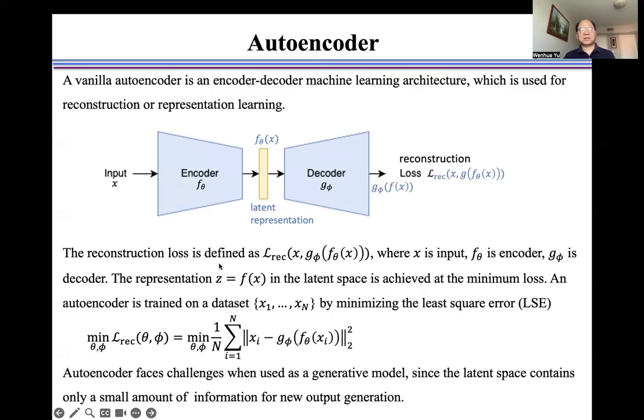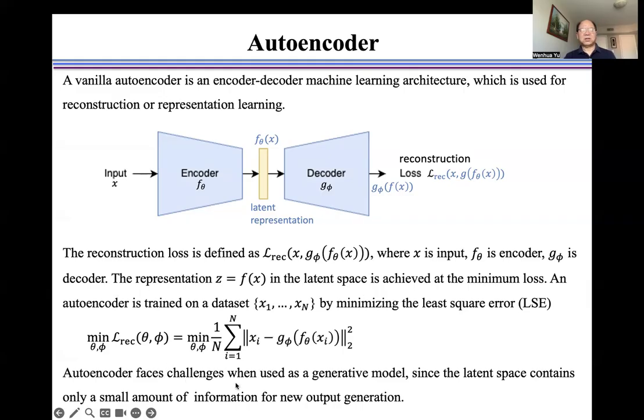The reconstruction loss is defined as L, where X is the input, alpha is the encoder, and G phi is the decoder. The representation Z in the latent space is achieved at the minimum loss. The autoencoder is trained on a dataset from X1 to Xn by minimizing the least square error, as shown here.